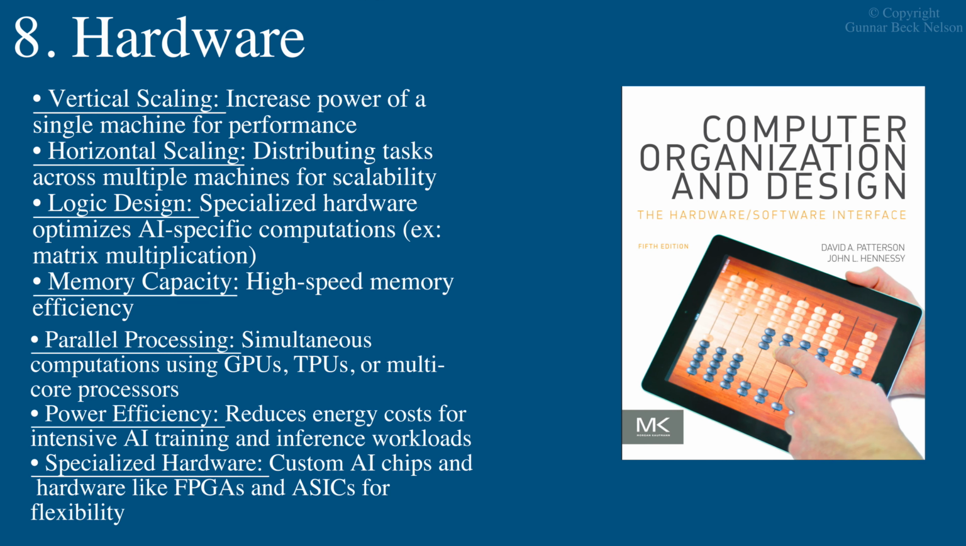In the context of hardware, we also need to consider what type of scaling: vertical or horizontal. We also need to consider the logic design, understanding what specific hardware will be used to develop the AI models, and the memory capacity, since we need high-speed memory efficiency to call upon different caches or recall different interactions within the model and the given client. We can also consider parallel processing to simulate computation between GPUs, TPUs, or multi-core processors, but mostly GPUs and TPUs for model training, testing, and validating. And also consider power efficiency and specialized hardware at the same time.